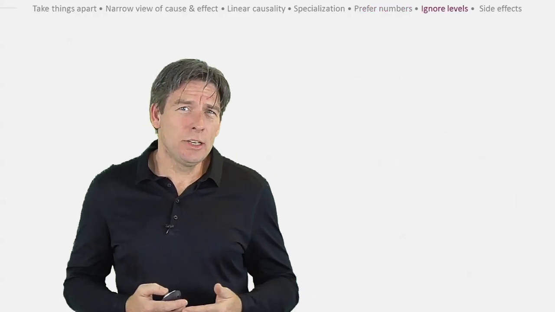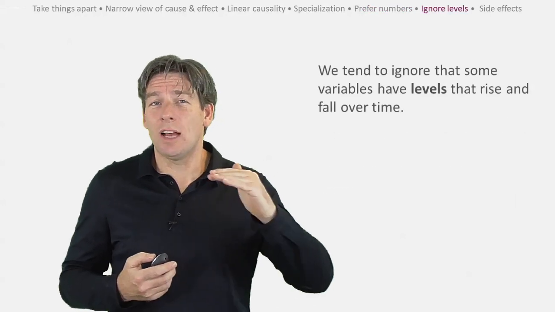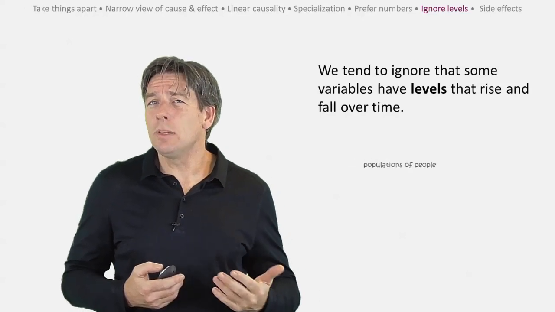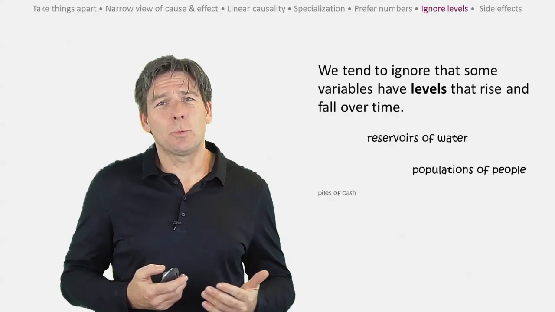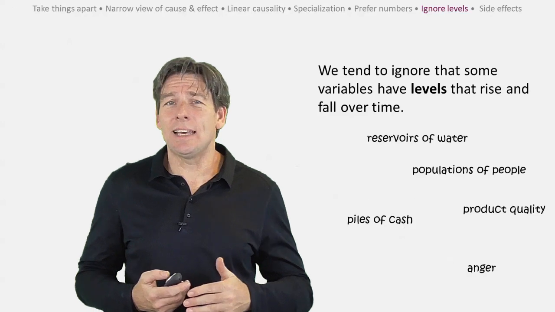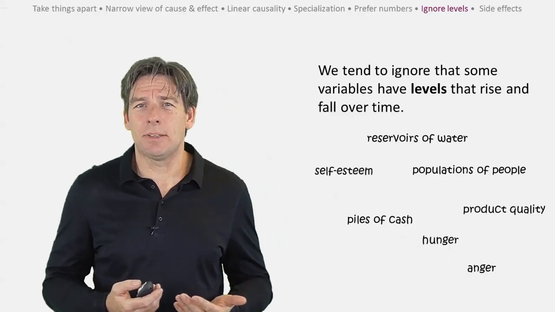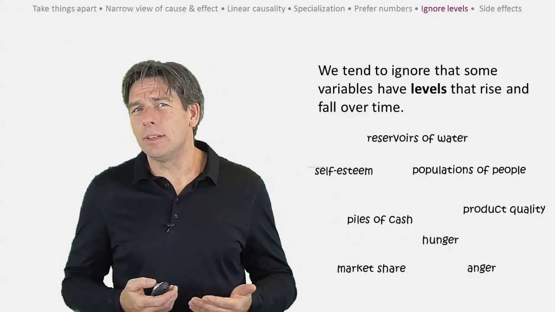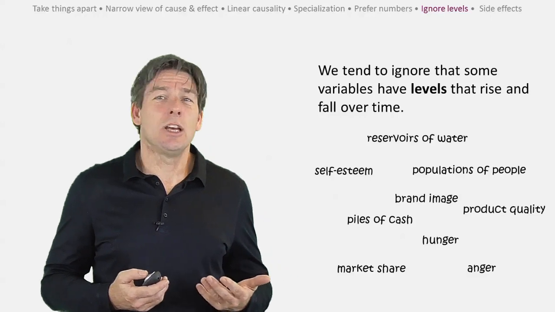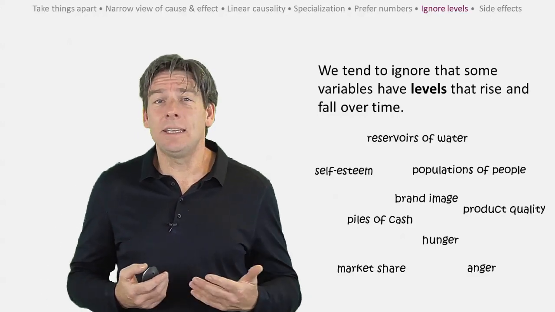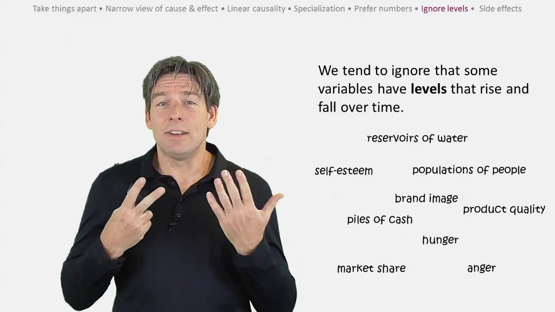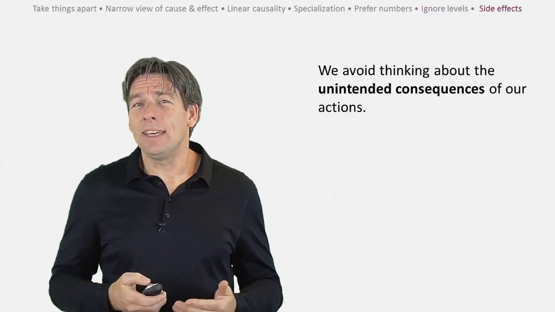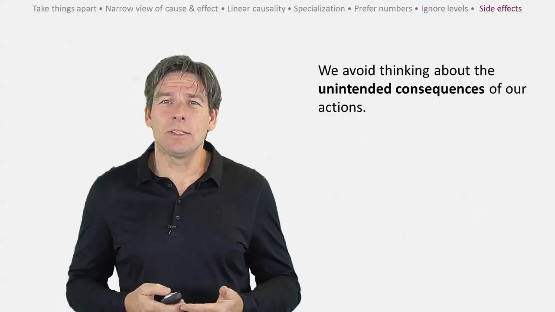6. We tend to ignore the variables that have levels that rise and fall over time. They accumulate and dissipate. As a result, we have trouble anticipating delays and understanding nonlinear relationships. These difficulties are so prevalent, they have been given names such as stock and flow failure and linear thinking. And 7, we tend to avoid thinking about the unintended consequences or side effects of our actions.